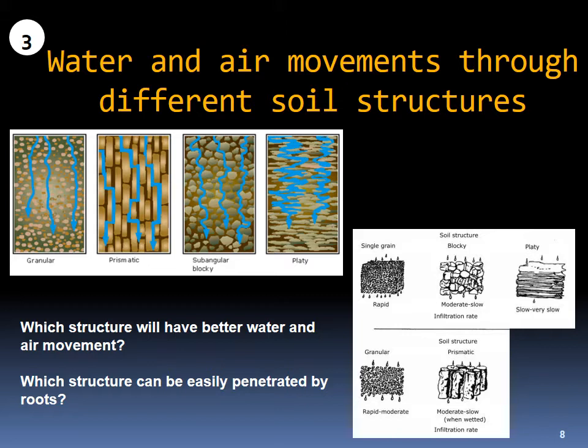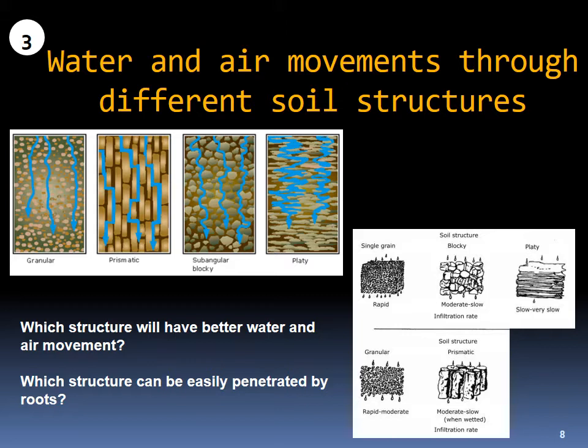So if we compare that between all of the structures that we have seen, you would find that single grain would have a faster aeration, water, and roots movement, because you have more spaces. Then you have the granular one. Then you have blocky and the prismatic, where the water movement or the infiltration rate is moderate to slow.